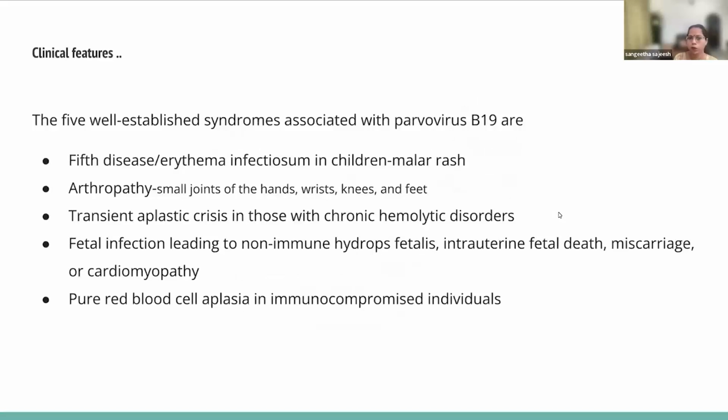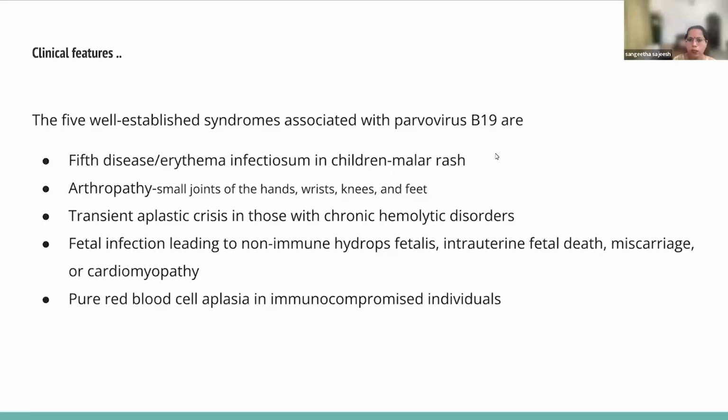The five well-established syndromes associated with Parvovirus B19 are, the most common, fifth disease or erythema infectiosum in children, and mainly it is a malar rash. The typical malar rash is seen only in children, and it is seldom seen in adults. Adults mainly present with arthropathy or arthritis affecting the small joints of the hands, wrists, knees, and feet. In those with chronic hemolytic disorders like sickle cell anemia, hereditary spherocytosis, thalassemia, or even iron deficiency anemia, it can present as a transient aplastic crisis. Fetal infection can lead to non-immune hydrops fetalis, intrauterine fetal death, miscarriage, etc. And in immunocompromised individuals, it can cause pure red cell aplasia.